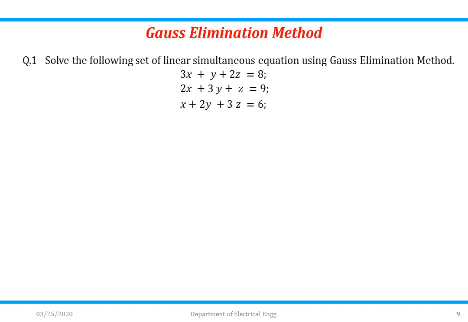Let's discuss a problem on the Gauss elimination method. The question is: solve the following set of linear simultaneous equations using the Gauss elimination method. 3x plus y plus 2z equal to 8, 2x plus 3y plus z equal to 9, x plus 2y plus 3z equal to 6. The first step is to perform partial pivoting.